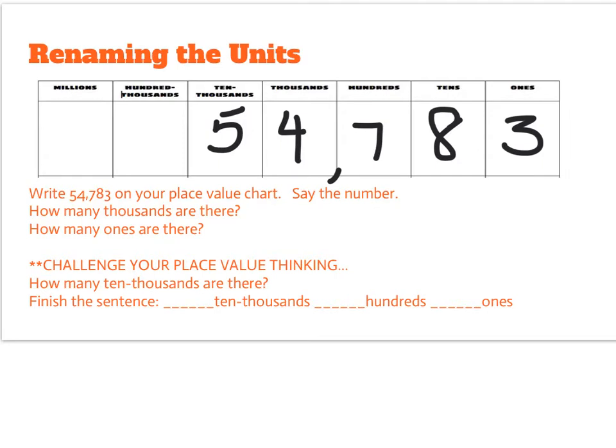How many thousands are there in this number? Think to yourself, how many thousands are in this number? Well, if I look in the thousands place, I see that there is a 4 in the thousands place. But there's also a 5 in the 10,000s place. From my place value knowledge, I know that if there's 5 10,000s, that's the same as 50 thousands. So altogether, I have 54 thousands.